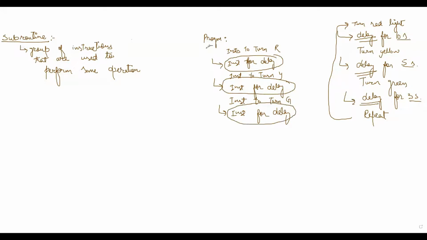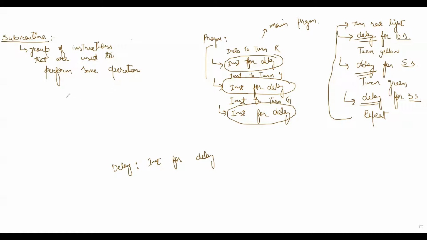So instead of writing these instructions for delay again and again in my main program, what I am going to do is create a separate program, or we can say a separate set of instructions. Let's say I have these instructions for delay here. Okay, and I will give a label to these instructions. Let's say I will give the label delay. You can give any name as a label. Then we have a colon and then the instructions for delay.